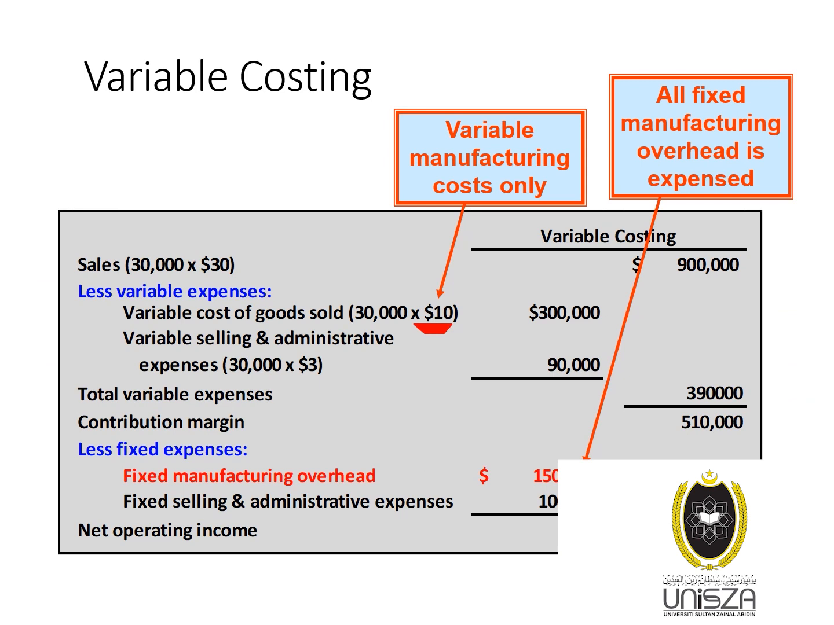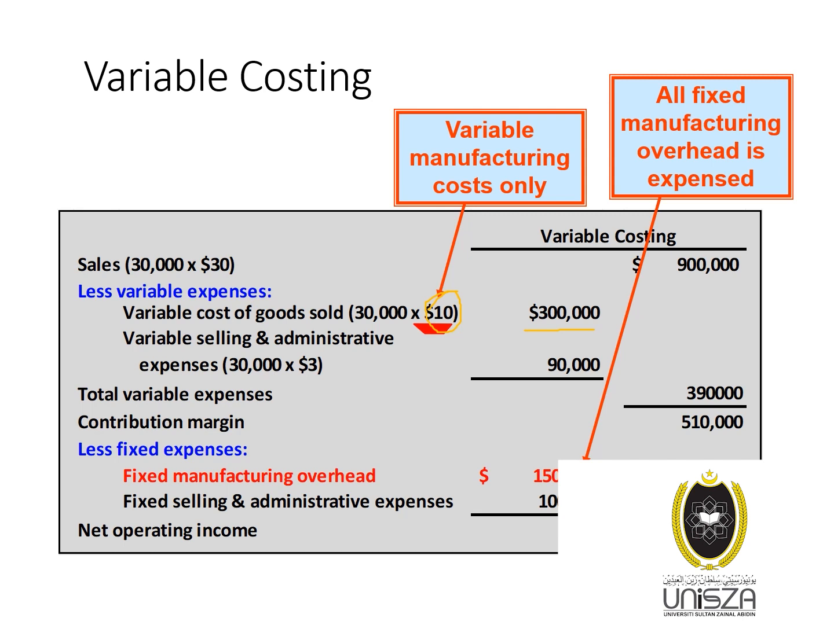Okay, now we're going to prepare the income statement for the variable costing. The variable cost is still the same, 10 times 30,000, so we get the variable cost of goods sold of 300,000. And the variable selling and administrative is 90,000, 30,000 times 3. The total variable expense is 390,000, so we get the CM of $510,000. And then we move to the fixed expenses, the fixed manufacturing overhead of 150,000.